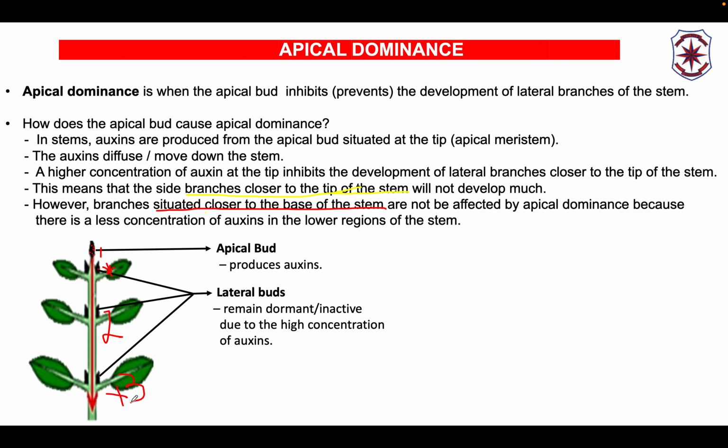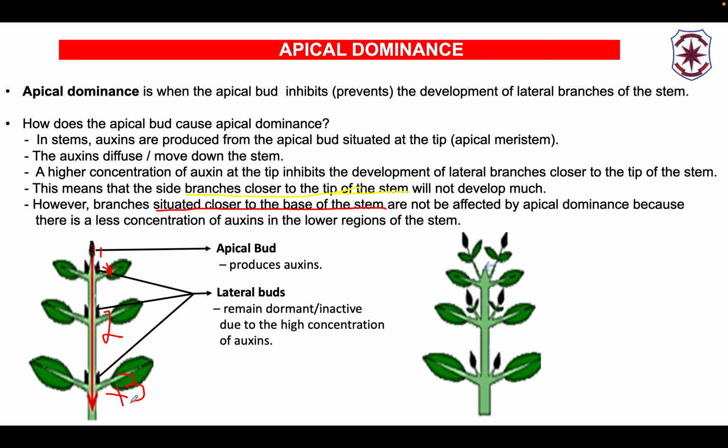Okay, so let's look at another plant over there. What do we notice about this plant here? In this plant, the apical bud is removed. So it means at the tip there, where the apical bud was, because the apical bud is the site where auxins are greatly produced, that site of auxin production has been removed. Therefore, we have little to no auxins produced.